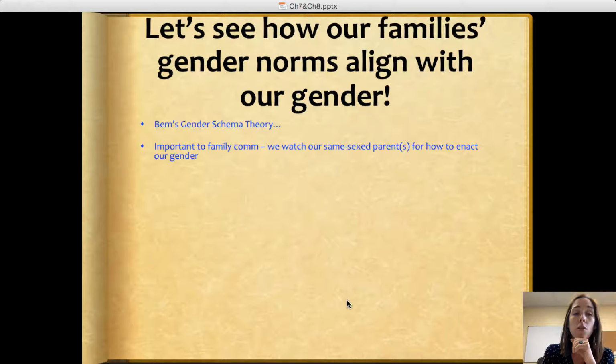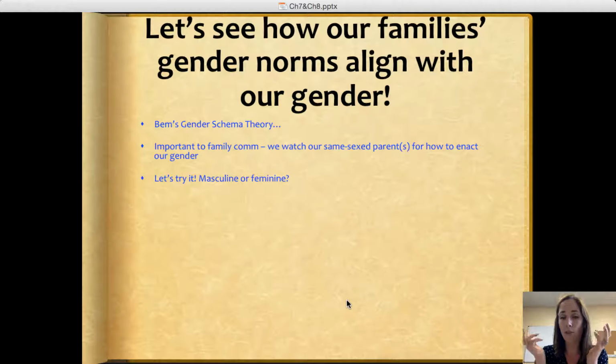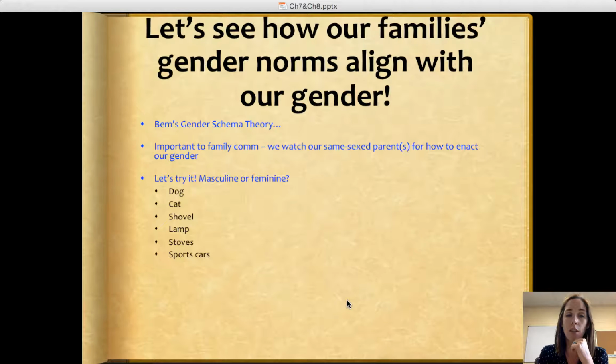An extension of this is, gender is such an important thing to us that we apply it to things that have no gender, that are neither masculine nor feminine. So let's try it. I'm going to go through each of these, and think to yourself if you think of them as masculine or feminine. Dog, cat, shovel, lamp, stove, sports cars. Now, even though I had 3 dogs that were female, when I hear the word dog, when forced to think masculine or feminine, I think masculine. It's stupid, yes, but this is our culture. And most cultures really like gender and like to try and apply it to things that have no gender.